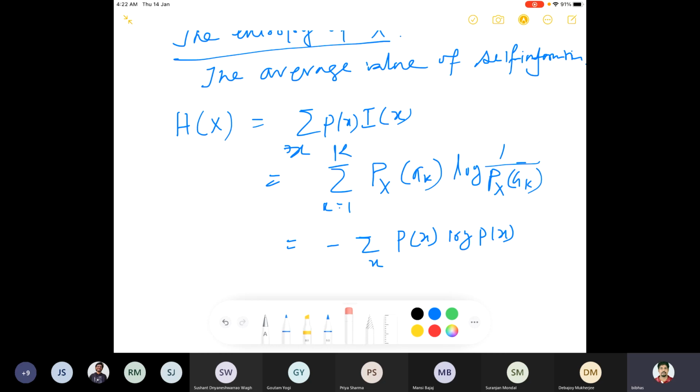Can anybody say something about entropy? What it should mean then? No idea.